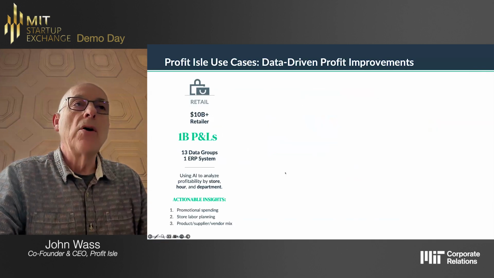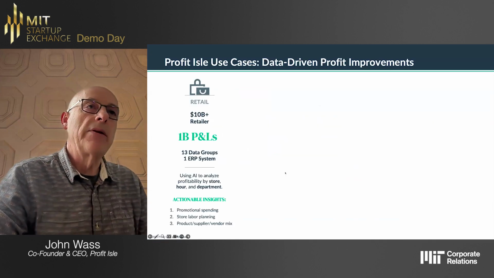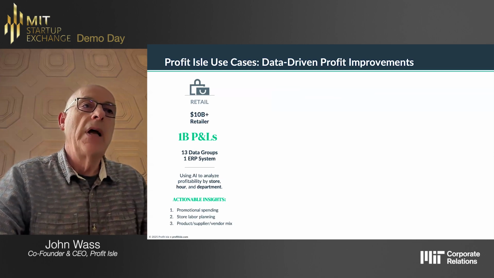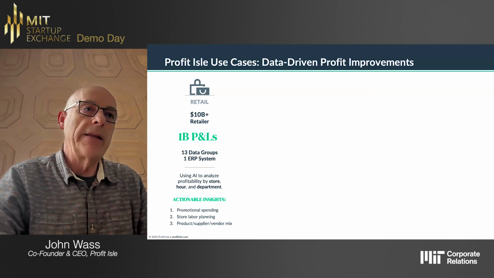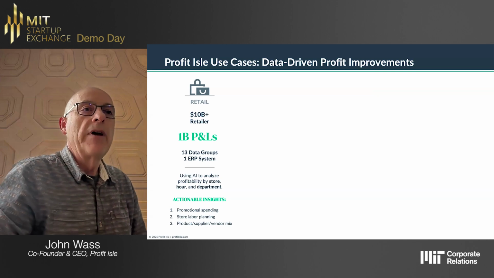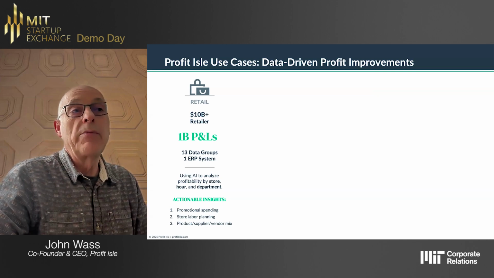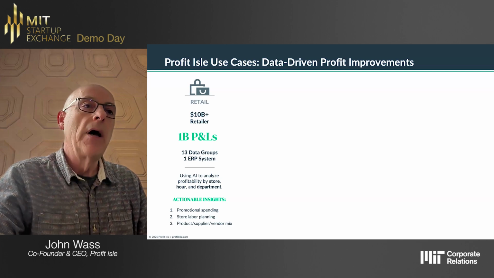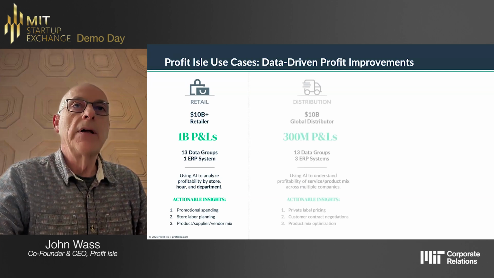An example for a $10 billion retailer: we've taken 13 data groups and helped them dramatically improve their promotional spending. We've helped them improve their store labor planning, and we've also allowed them to do much better work with their product supplier mix.